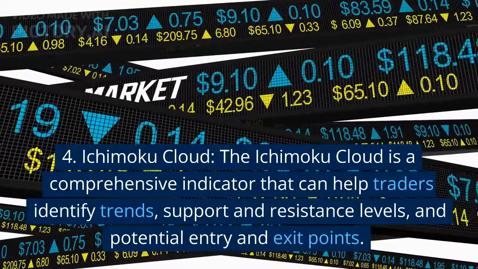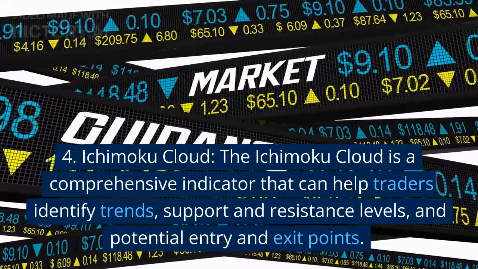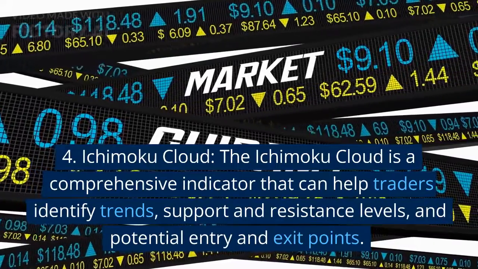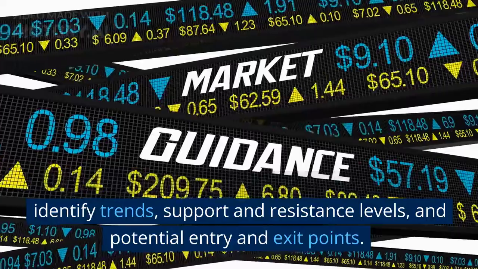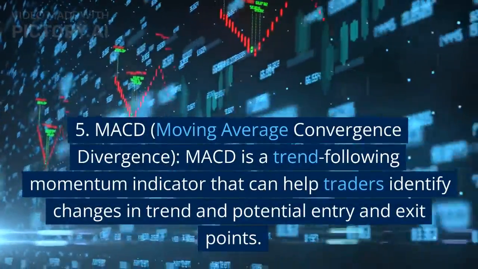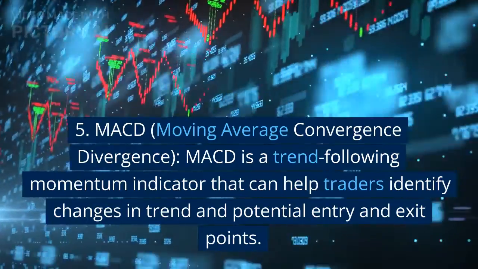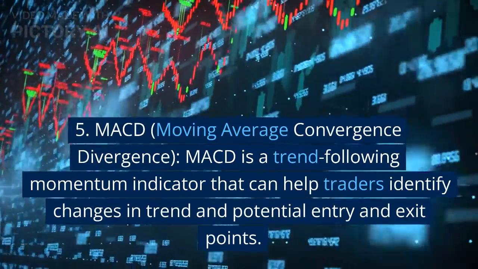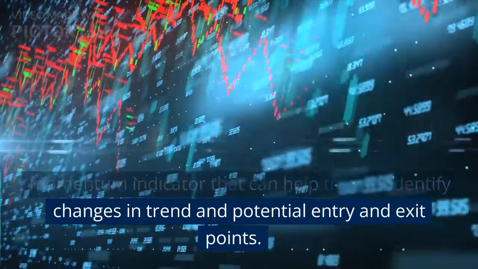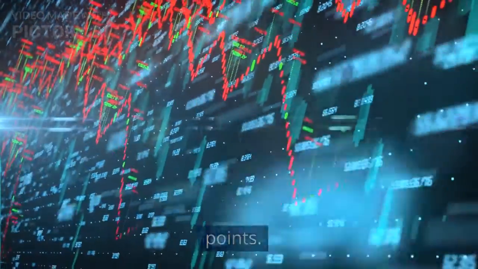4. Ichimoku Cloud. The Ichimoku Cloud is a comprehensive indicator that can help traders identify trends, support and resistance levels, and potential entry and exit points. 5. MACD. Moving Average Convergence Divergence. MACD is a trend-following momentum indicator that can help traders identify changes in trend and potential entry and exit points.